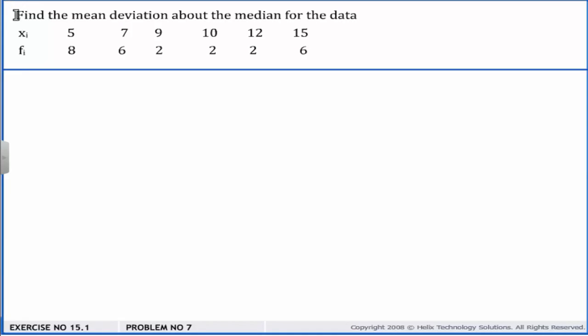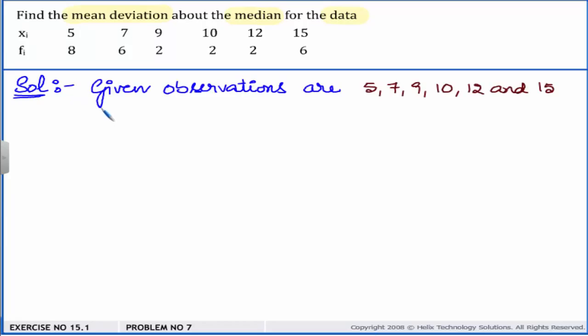In this problem, you need to find out the mean deviation about the median for the following data. Let's see the solution of this problem, how we shall proceed with this. Given observations are 5, 7, 9, 10, 12 and 15, which are already in ascending order.